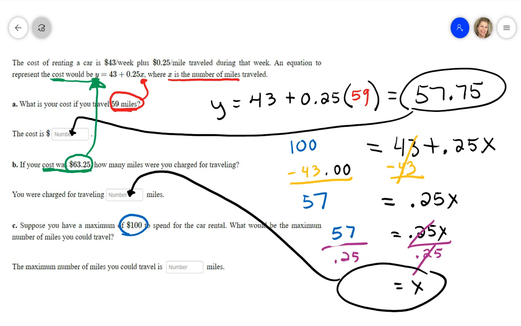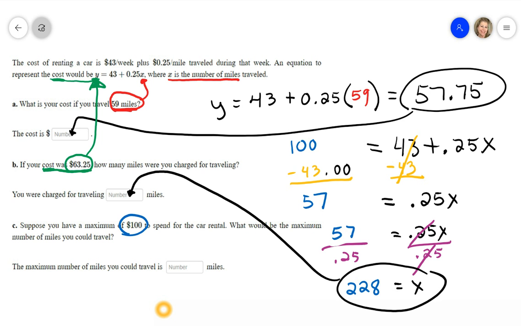So 57 divided by 0.25 is exactly 228. Now, if that had been 228 point and then something higher, they're asking for the maximum number of miles. So they probably want it to the nearest mile, but you can't go over. So if that were 228.9, I'd still say 228 miles if they did not ask me to round. But this one came out perfect.